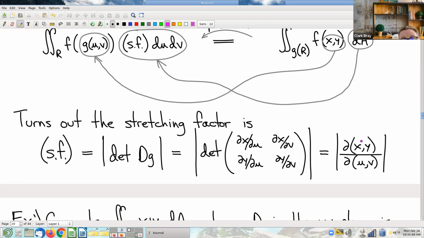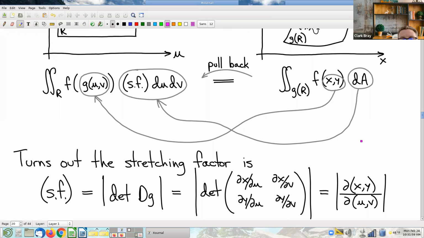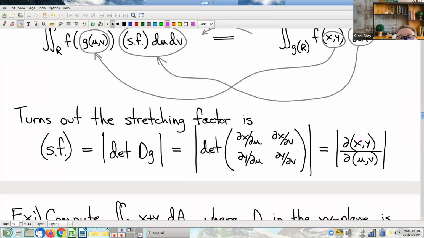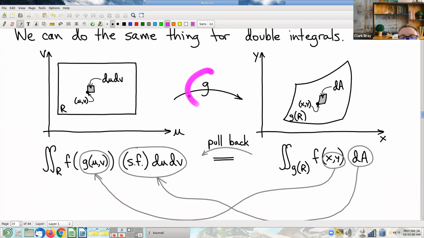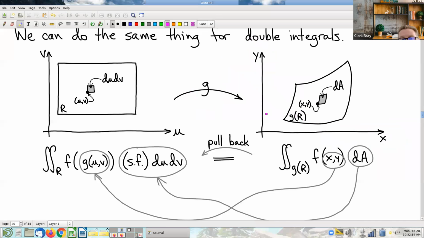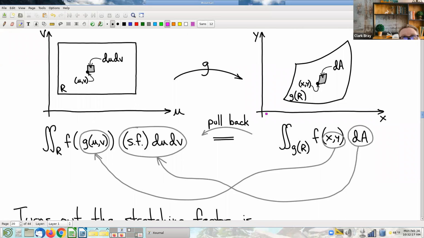Why is the derivative matrix called DG when the G doesn't show up in the partials? Well, because I hit the wrong button here. I'm sorry. Actually, G is showing up, because G has coordinates X and Y. When I say partials of X and Y, those are the components of G. Is that cool?